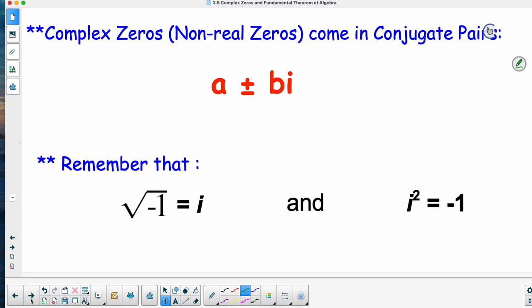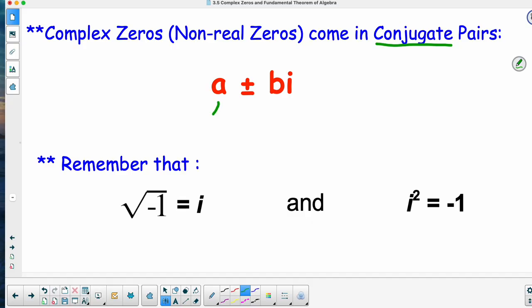Non-real zeros, complex zeros, imaginary numbers. These always come in these things called conjugate pairs. This is a big word. Imaginary numbers always come in groups of 2. They always come in pairs. And the pairs always look like this. I might jot this down. You have something plus or minus something i is how they come.